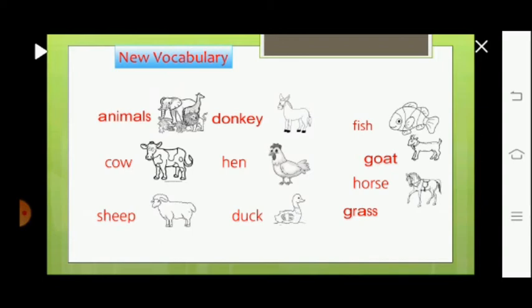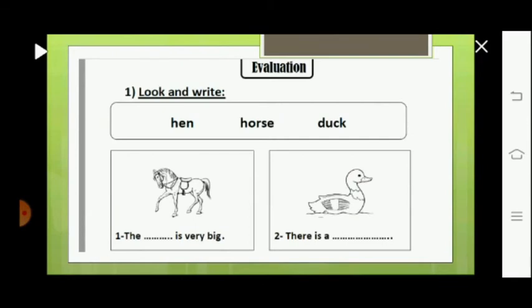One more time. Animals. Like cow, sheep, donkey, hen, duck, fish, goat. The last word is horse. Grass. Animals, cow, sheep, donkey, hen, duck. Fish, goat, horse, grass.